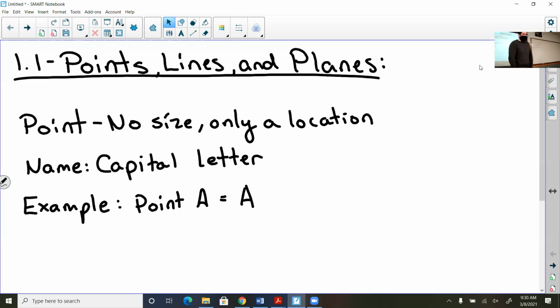So if I want to have point A, I would say that it is point A, or I might just reference it as a capital letter. But just saying it's point A, that means that it has some sort of location and it exists somewhere. So that's our example of saying point A. And again, it might just be a point, and then it will be the letter A.